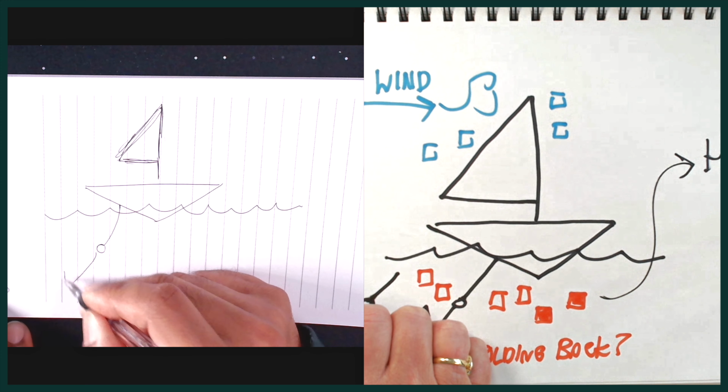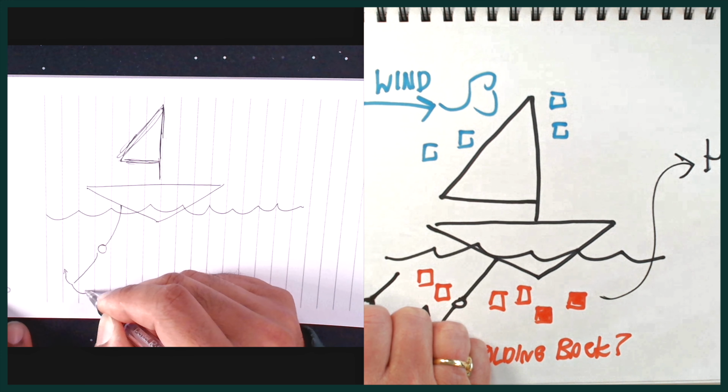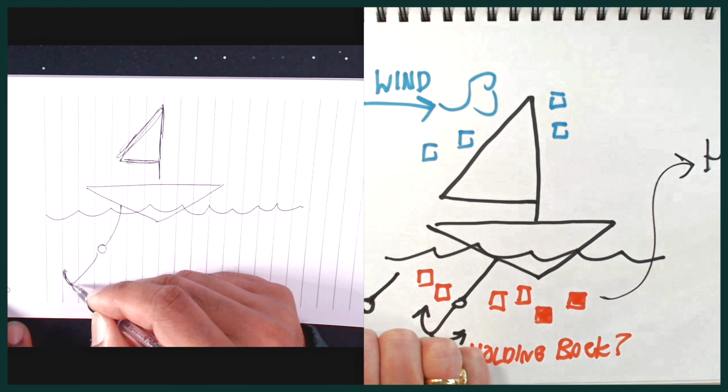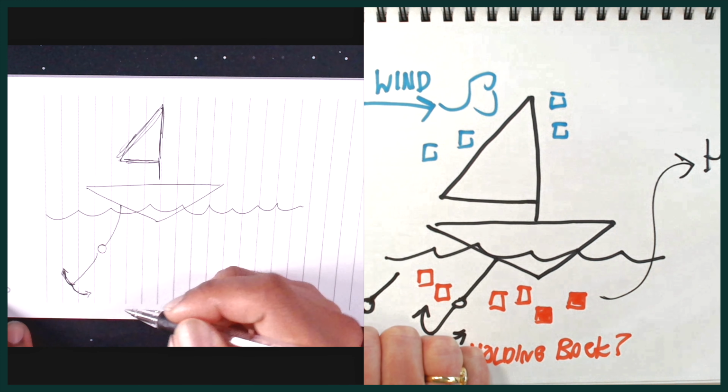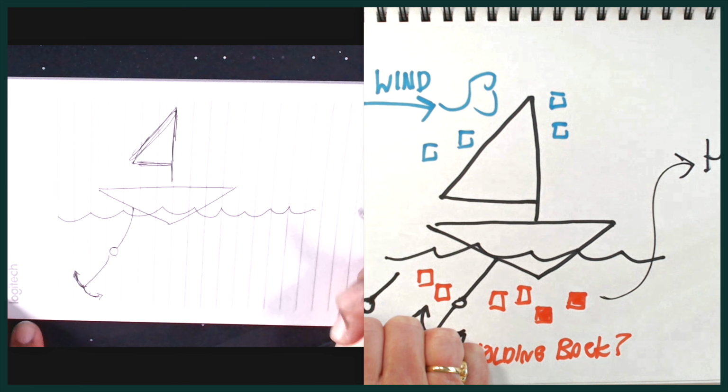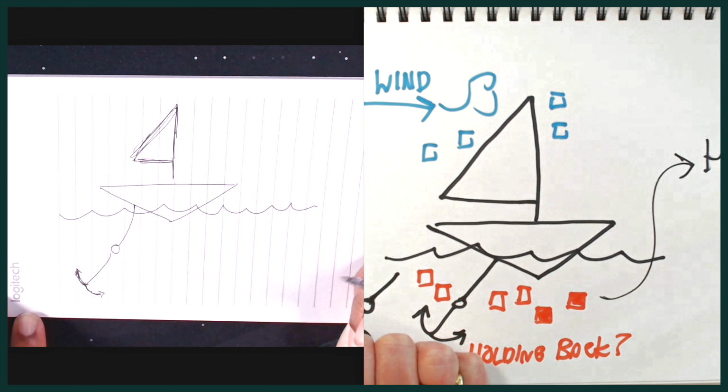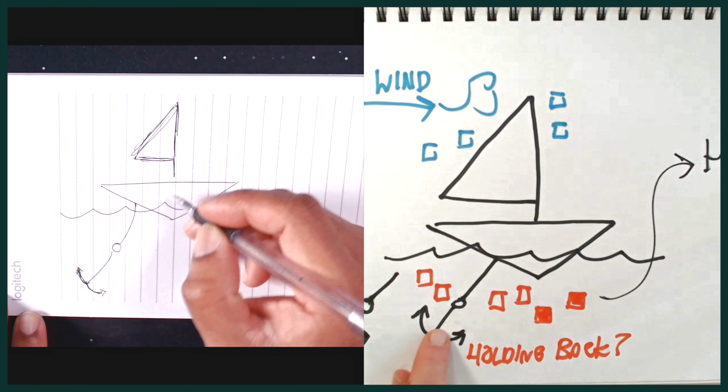You pretty much do it any way you want, as long as it reads as an anchor. So yeah, so you did it. The little points on the end really matter to make it into an anchor. And the only reason the anchor matters is that it's the thing that's holding us back. This is the thing that's slowing us down, right?